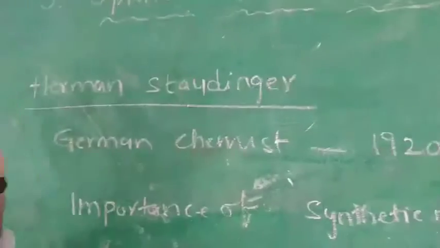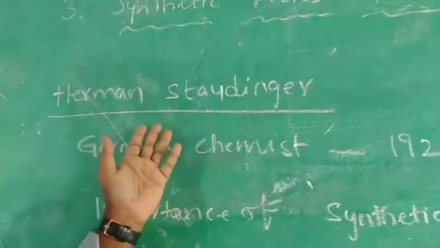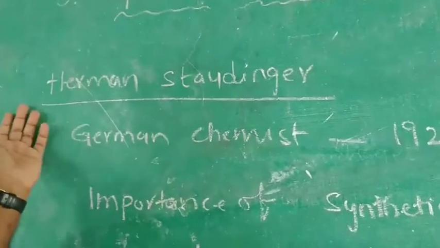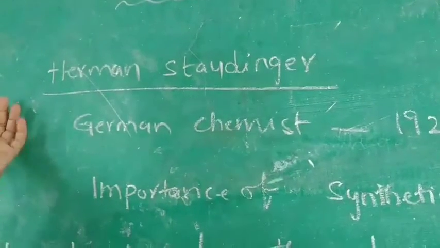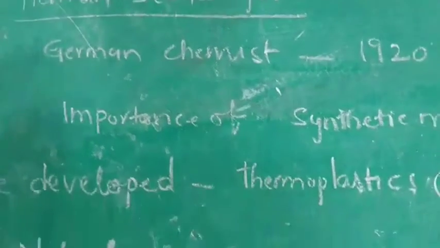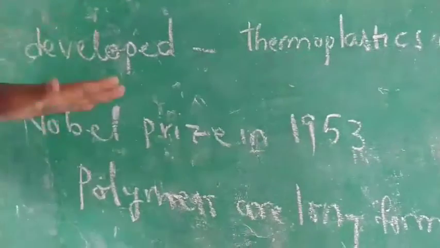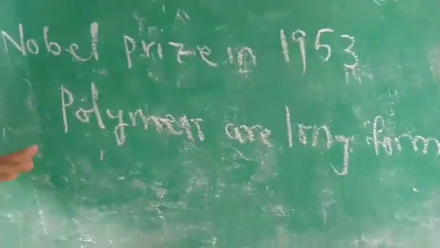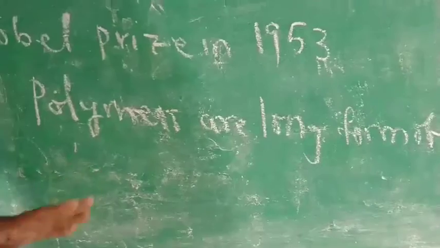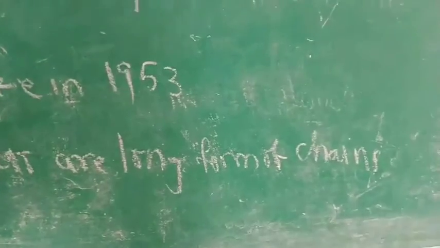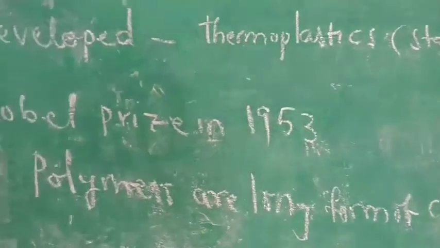Now, Hermann Staudinger was a German scientist. He studied the synthetic materials. That is the importance of the synthetic materials, and he developed thermoplastics, which are stable. He got the Nobel Prize in the year 1953. He is saying that polymers are a long form of chains.